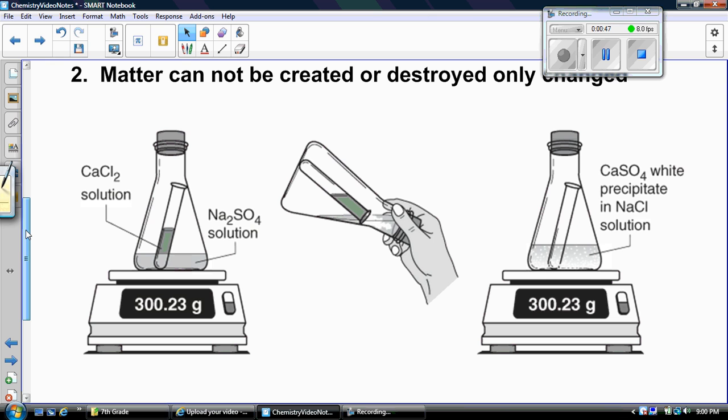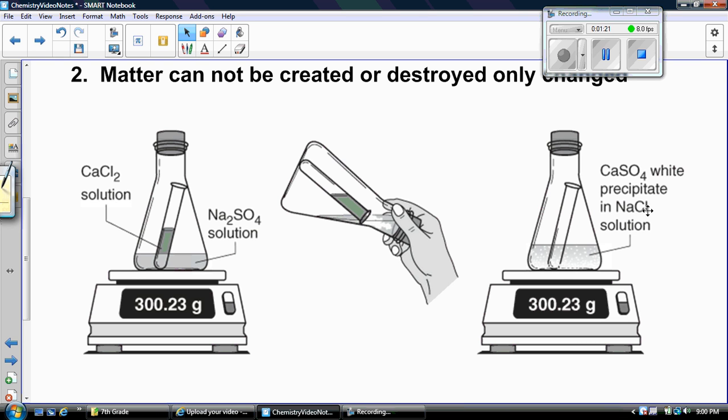So when you apply a physical or a chemical change to matter, you are not creating or destroying matter, you're just changing it. For example, calcium chloride, sodium sulfate, those are the two chemicals in this flask. They have a mass of 300.23 grams. When we mix those two together, notice over here there is a change in state. We've got liquids going to precipitate. Okay, a new substance has been formed, calcium sulfate and sodium chloride.